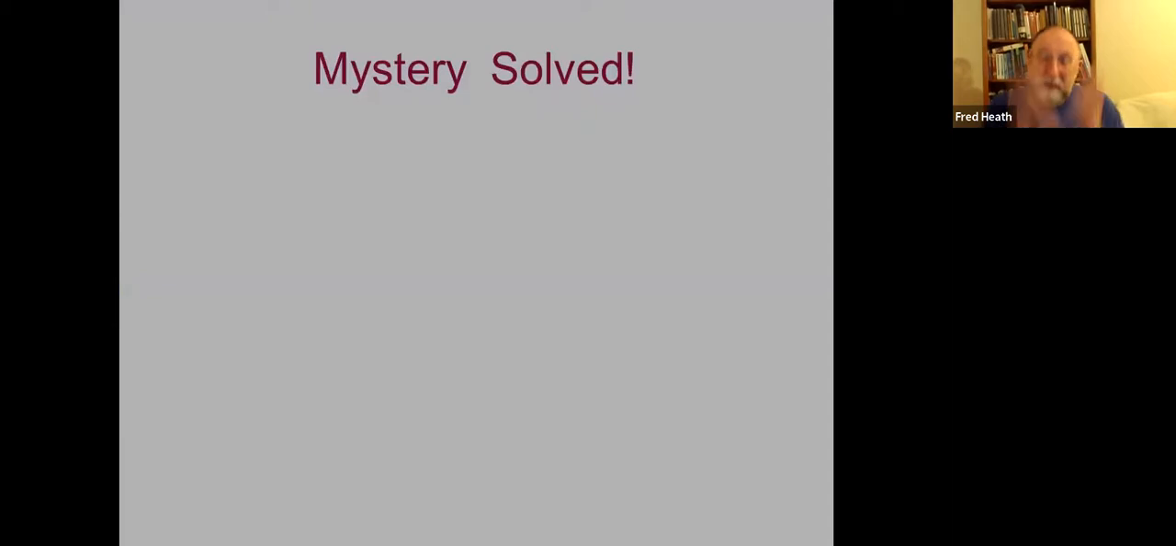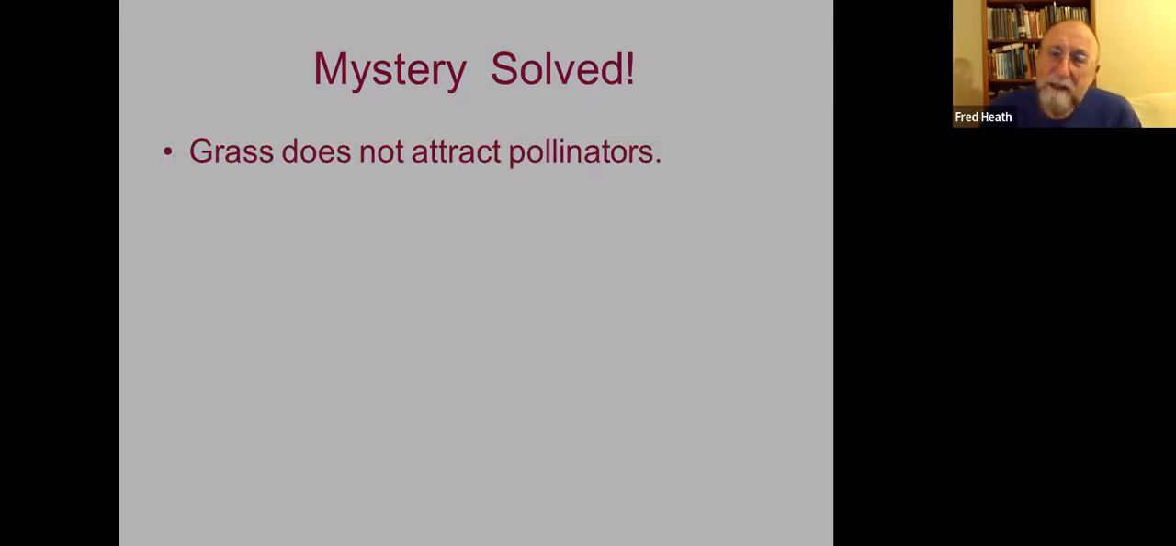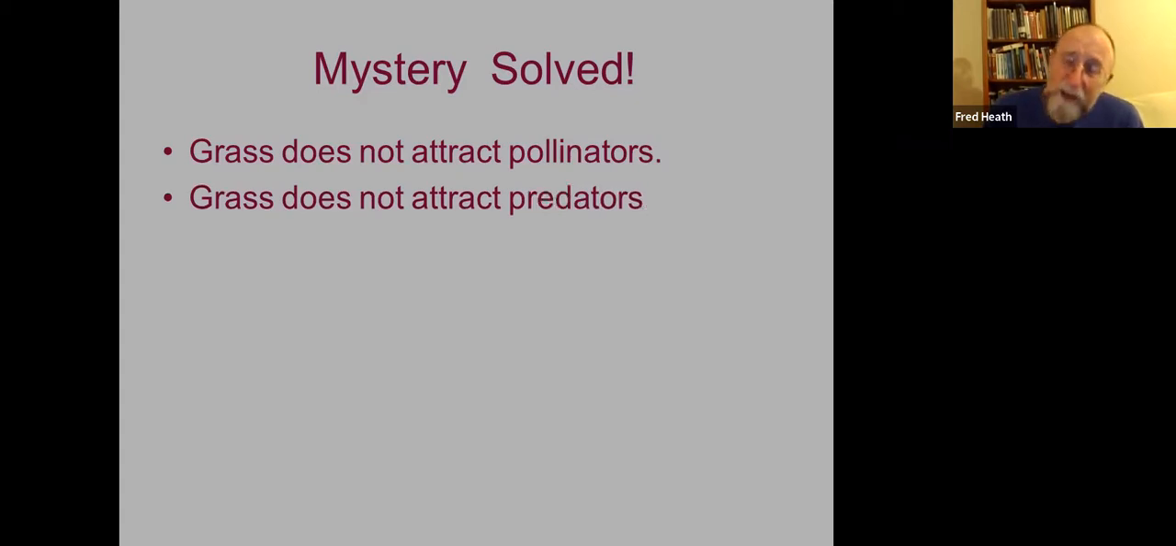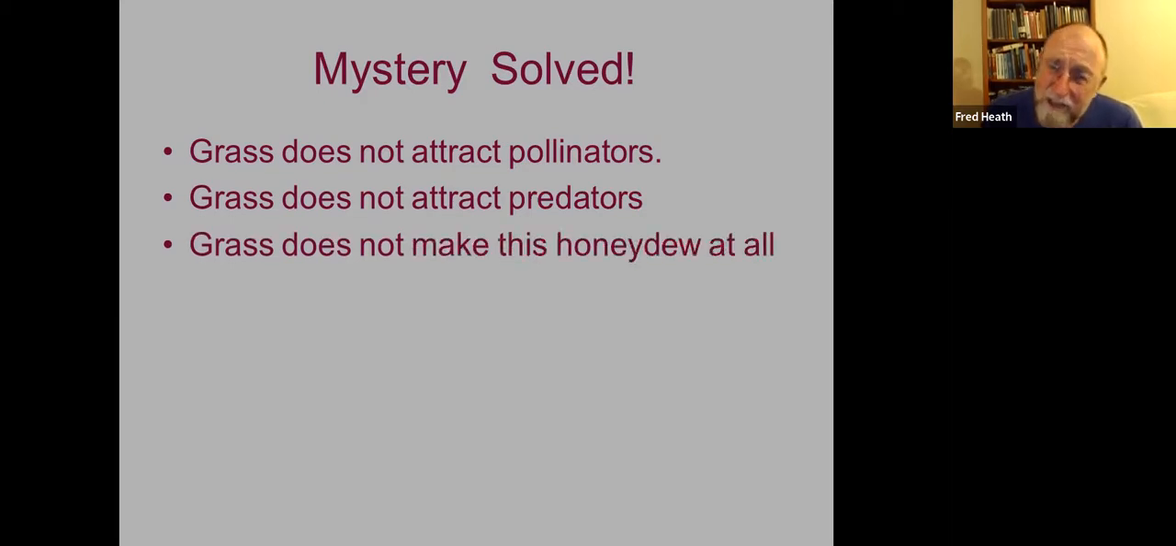So anyway, like I say, Sue Carnahan was the one, in my opinion, who gave us the leads. She found a few articles. Turns out grass does not attract pollinators. It's wind pollinated, so forget that. Grass does not attract predators by itself. There's no reason to. Grass does not make any honeydew at all. So where does this come from?